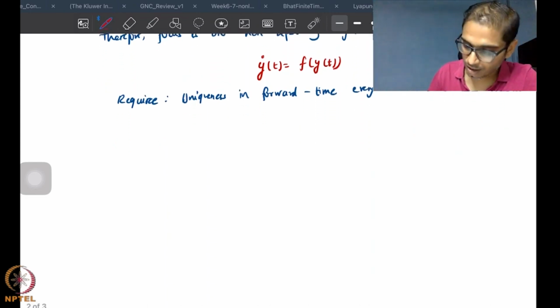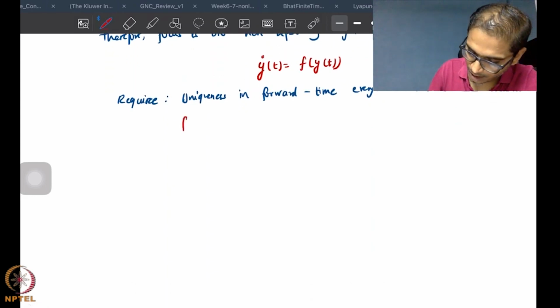Now what is the system? We say that f is again a map from R^n to R^n.